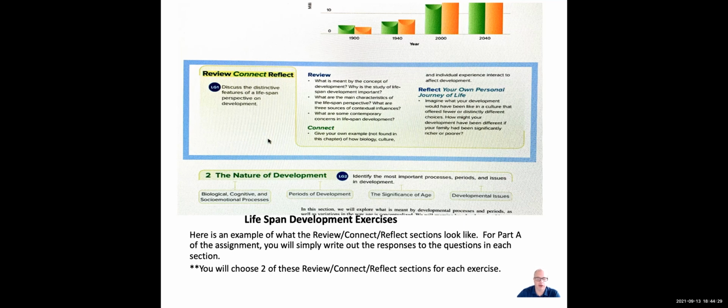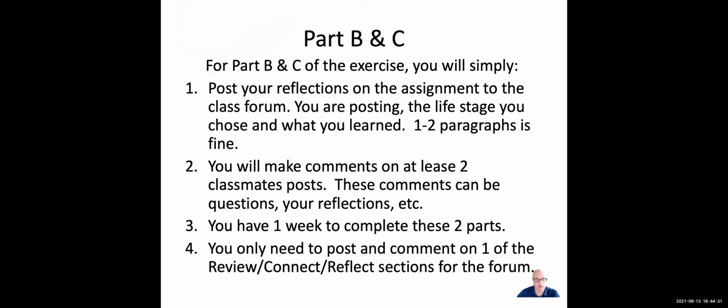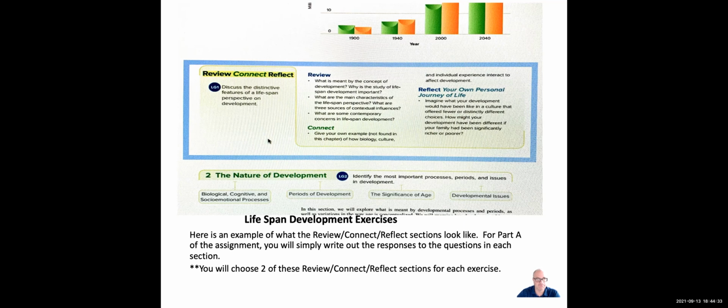Now here's where people get confused, and I'm going to do my best to make it clear. If you want to do these review, connect, reflect as you read, like I'm going to start in chapter 1 and read chapter 1. And the first one of these I come to, I'm going to do as my assignment. And then the second one I come to, I'm going to do as my assignment. That's fine. You can do that. It doesn't matter to me how you do it.